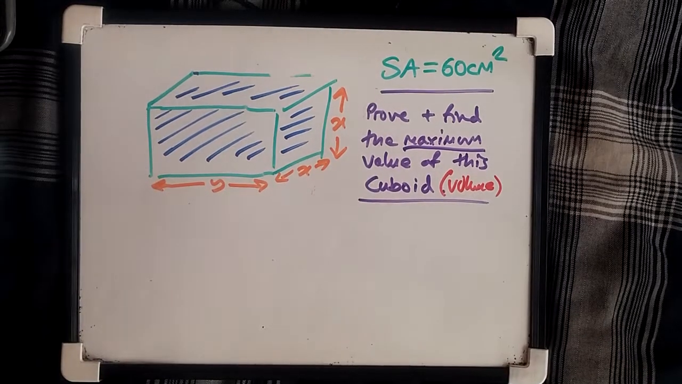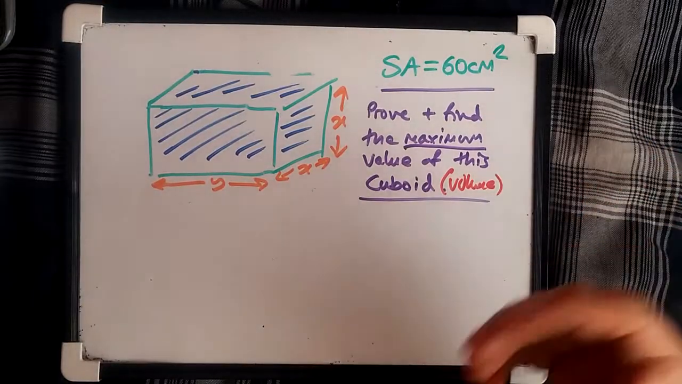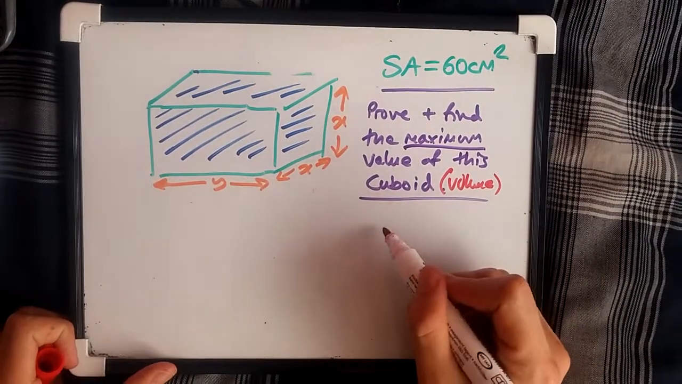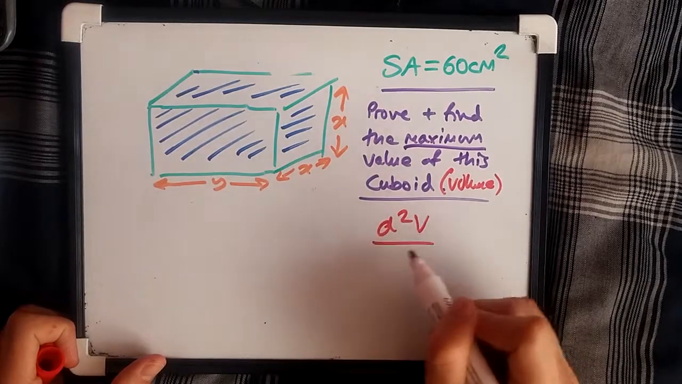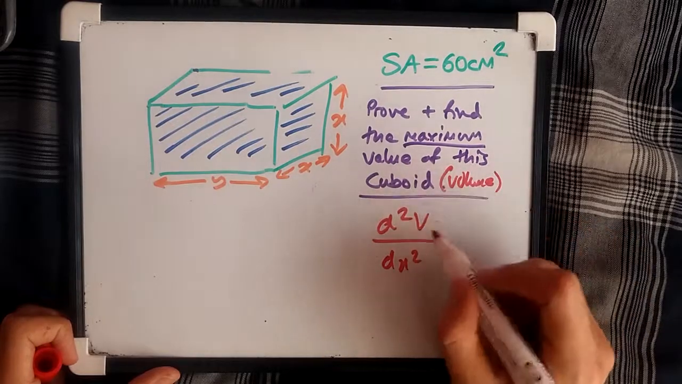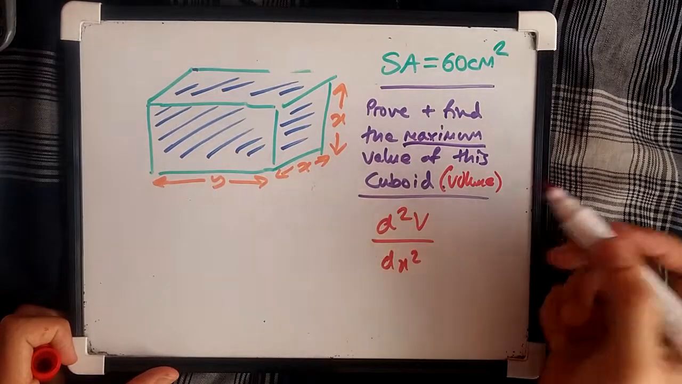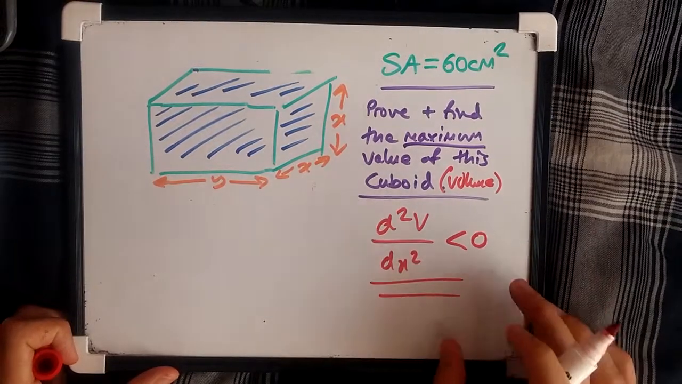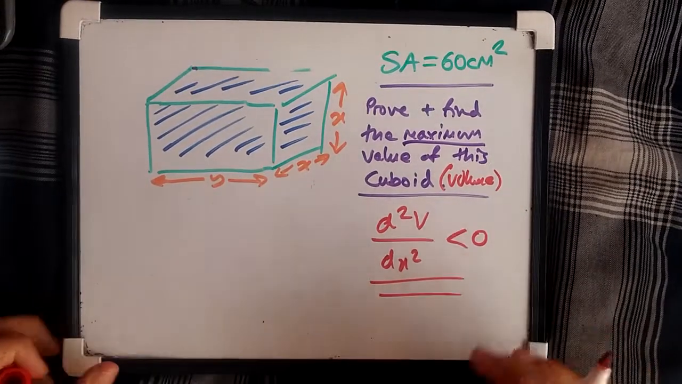How to find the maximum value of this cuboid in general? Well, the key idea is always, since we're working in volumes, we need to find the second derivative of the volume with respect to, let's say, x twice, and to show that whatever x value you use will have to be a maximum, the second derivative will have to be less than 0. This is where we need to be. Now how do we get there?